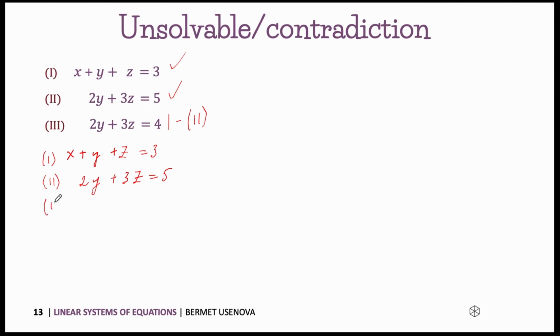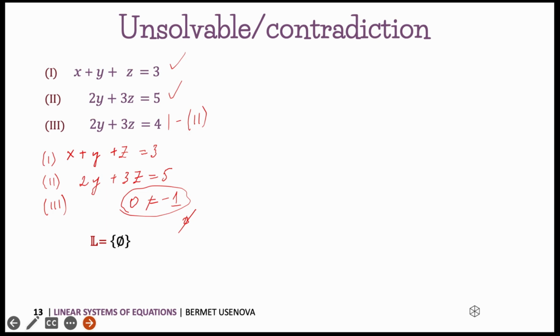So the third one, we will subtract from the third equation the second. 2y minus 2y will be 0. 3z minus 3z will be 0 as well. Wow. And then 4 minus 5 will be minus 1. So this here is contradictory. That's why we have no solution here. So it means that our solution set is empty.